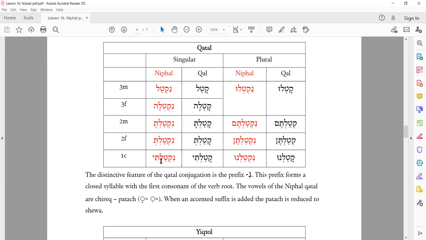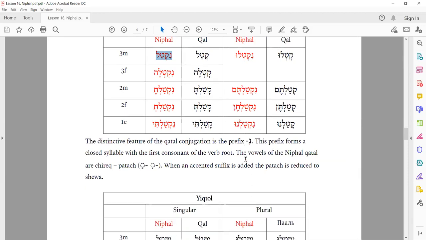So do you see, that is why if you know the kal system very well, it's very easy to make a form for any other verb in the Hebrew Bible, if you know just the principle. So you need to remember niktal, and after this, you need to add the suffixes of the conjugation to this root, and we will have the form. Okay, is it clear? And the same about the plural form. Niktalu, niktaltem, niktalten, niktalnu. So far, is it clear? Okay.